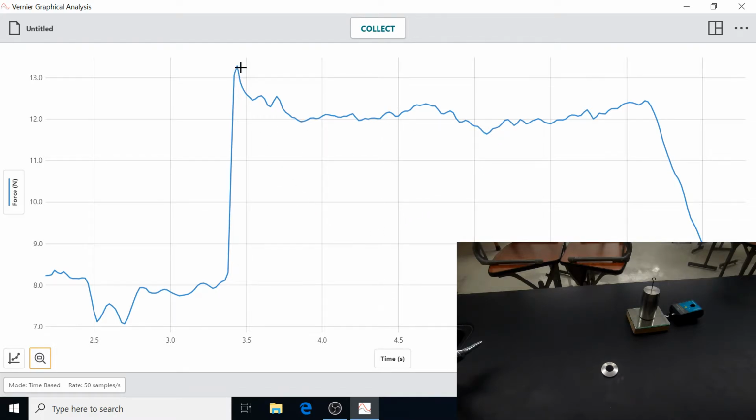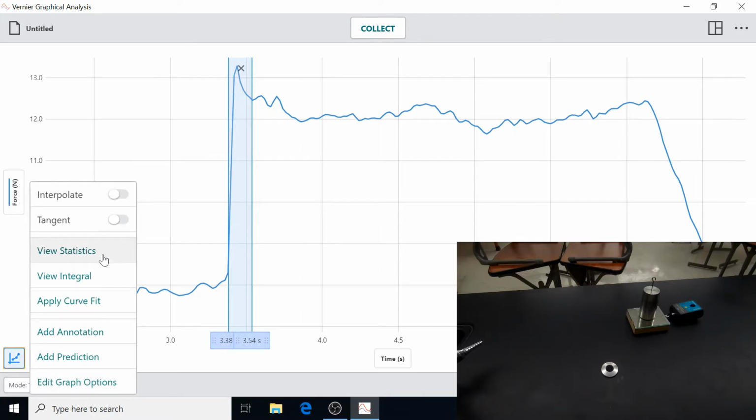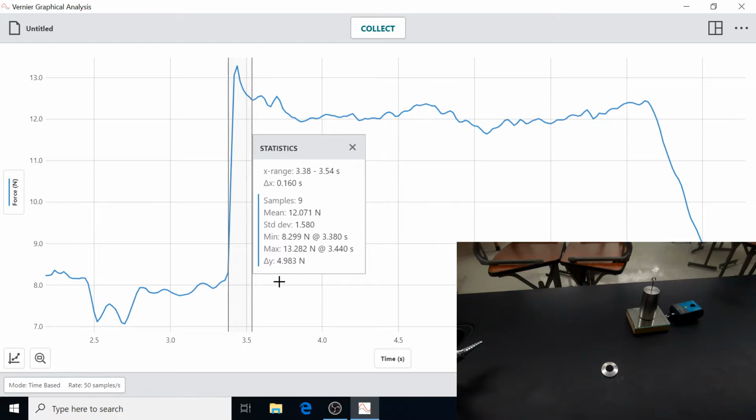So in order to measure our peak static friction, here's what we did. We just highlighted this little area here. We hit this button, then hit View Statistics, and notice the maximum here. The maximum says 13.282 newtons. So that maximum value right there represents our peak static friction for our surface, okay?